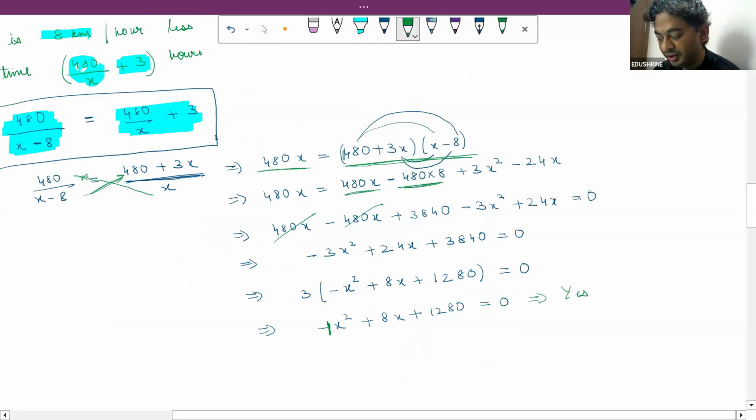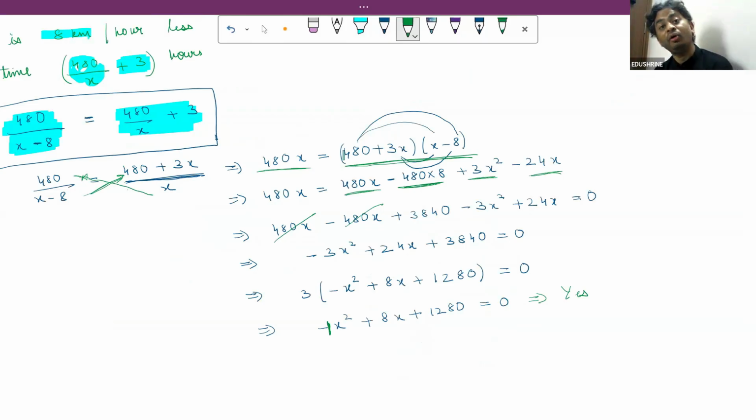480x minus 480 into 8 plus 3x squared minus 24. Now, all the right hand terms I have been sending to the left hand side. So I've taken 480x, so it became minus 480. Minus 480 into 8, I have made it as plus 3840, plus 3x squared. Minus 3x squared, minus 24x came on the left hand side, became plus 24x.